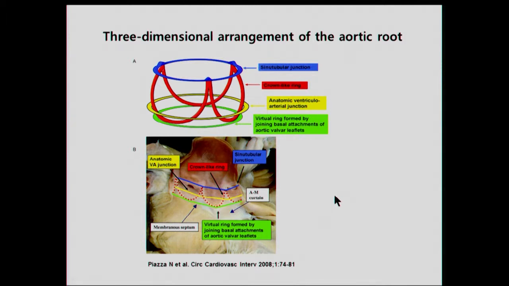Seen in 3 dimensions, the aortic root is composed of 3 virtual rings and 1 crown-like ring. From the sinotubular junction, each leaflet is attached through the length of the aortic wall in a crown-like fashion. The base of each leaflet is a virtual ring formed by joining the basal attachments of the aortic valve leaflets. This virtual ring is the annulus.